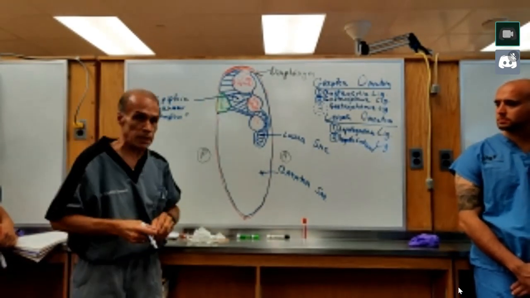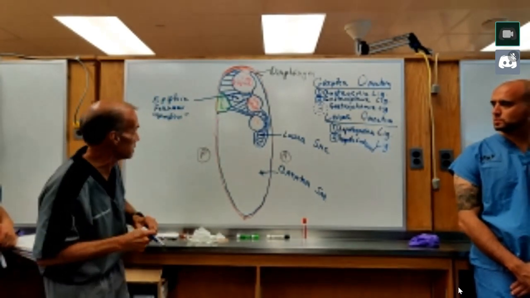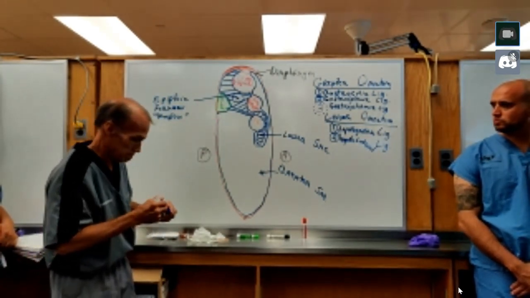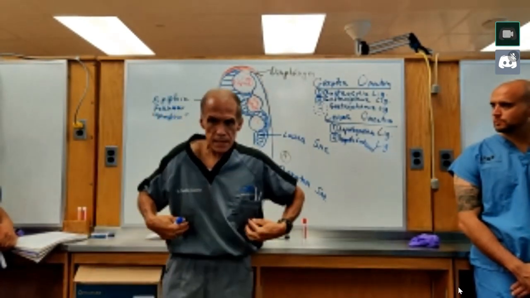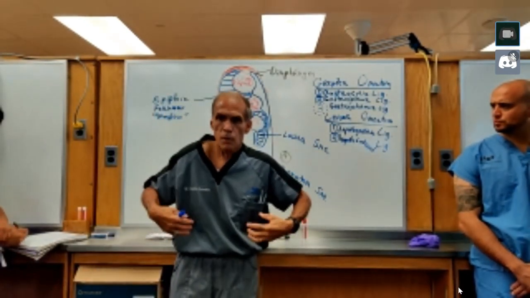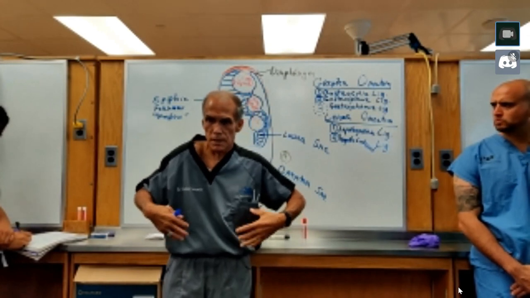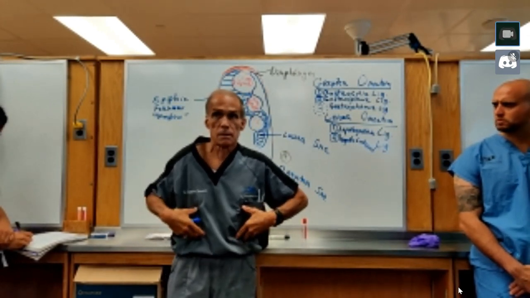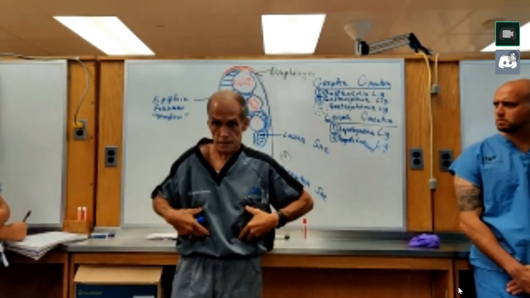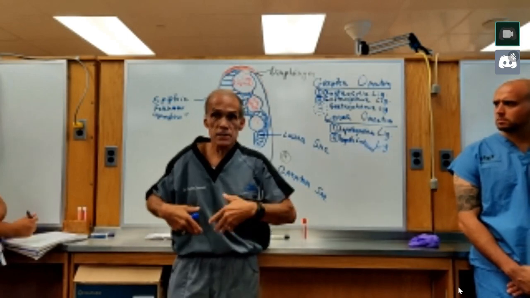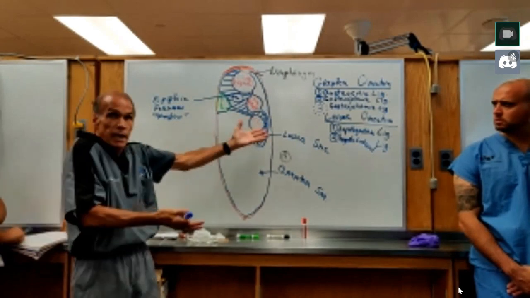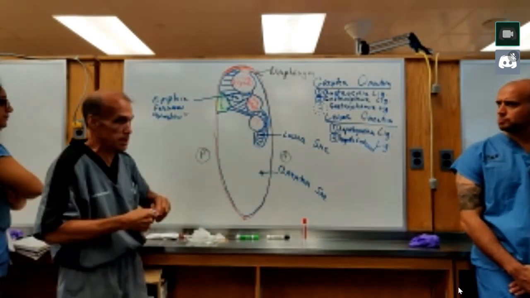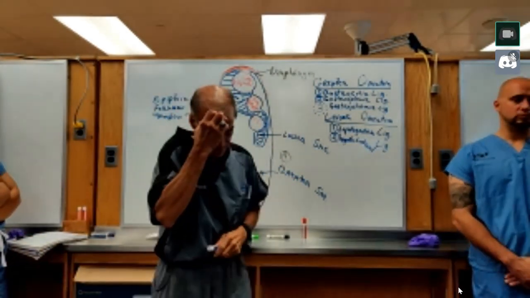So that's that. That's a natural opening, and we're going to come back to that. Now, the ascending and descending colon, how do we describe those as far as their location? Retroperitoneal. But the transverse colon is not. It's not touching the back. It's hanging; the peritoneum is allowing it to hang.